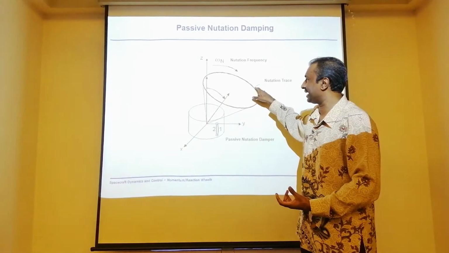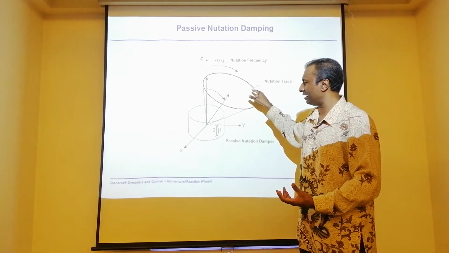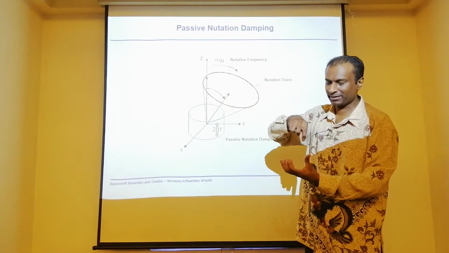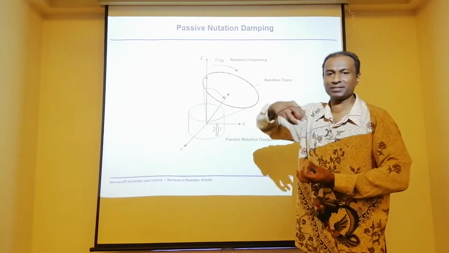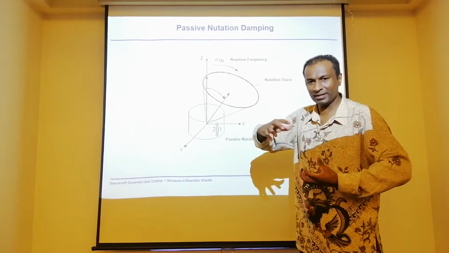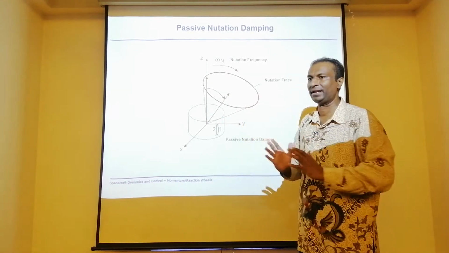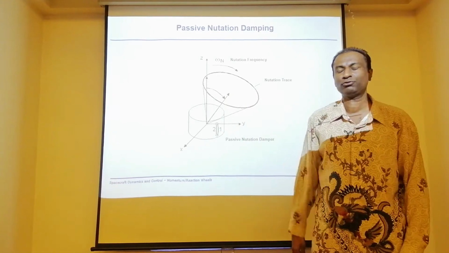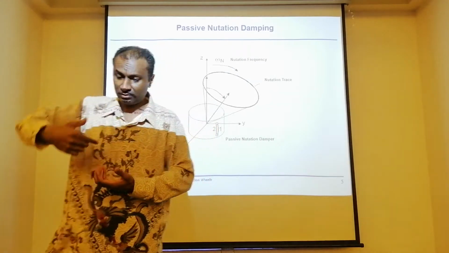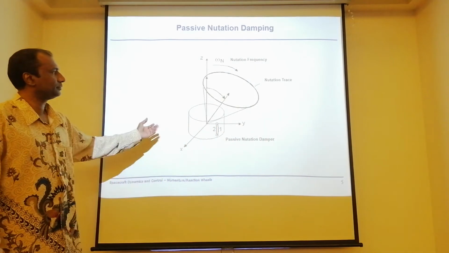All the energy from the satellite body is transferred to the damper when you rotate. It dampens the motion, meaning the kinetic energy is transferred to it. So you reduce the nutation, and then you can start doing the attitude control. If you have so much nutation, you can't do attitude control. You'll be haywire.